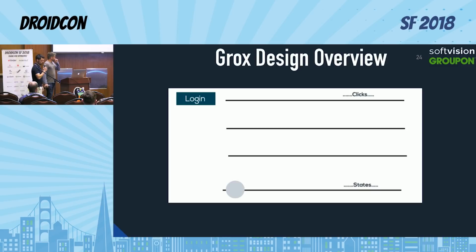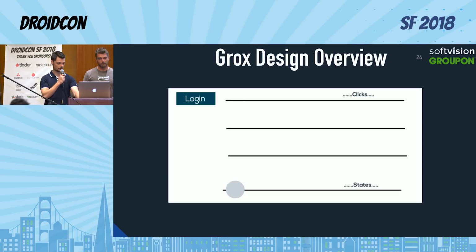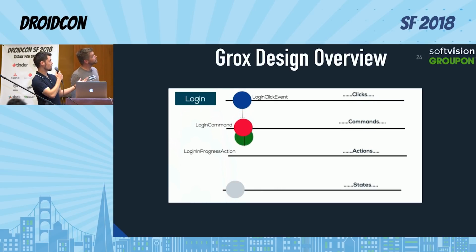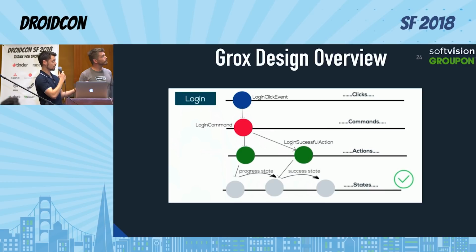Yeah, so before we jump into code and examples, I'll provide you another overview with a login example, which we will use for the rest of the presentation, because we all have some login in our app. So let's see what happens when a login click event is performed. So the user clicks the login, and then you get a login command that will generate a login in progress action that will change your state to display a progress on the UI. Next, when the net request is finished, we have a login successful action that again will change the state. We'll use that state to display something on the UI, maybe the user information. So yeah, this is basically a timeline of Grox design.